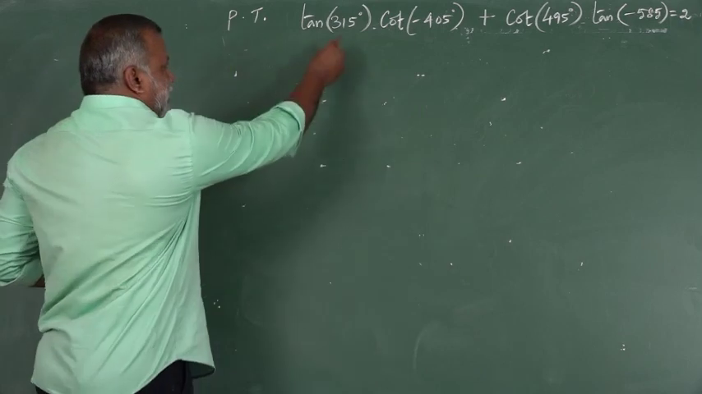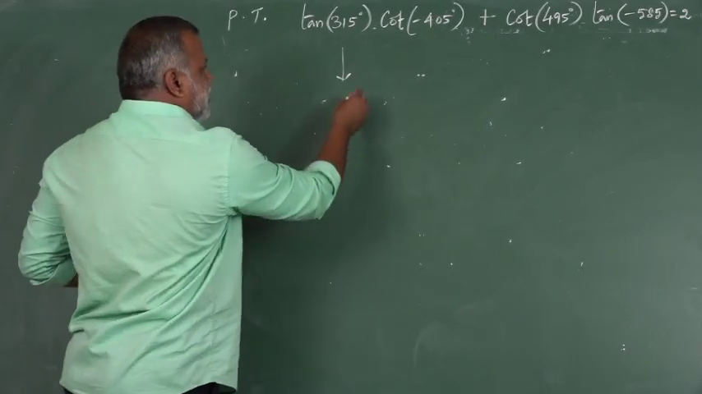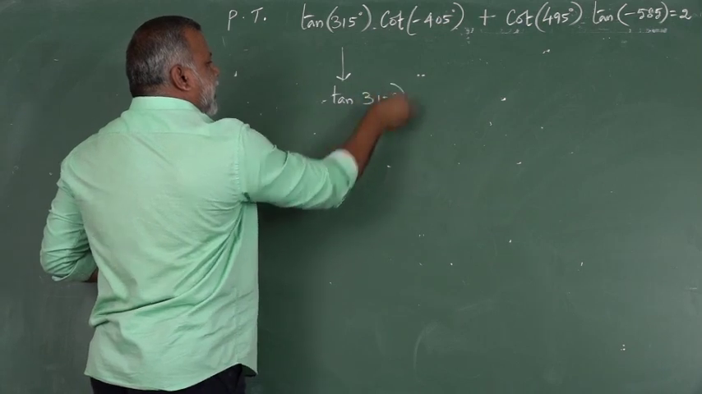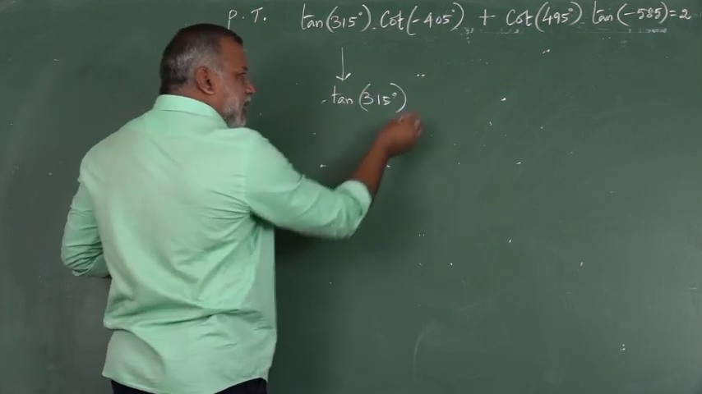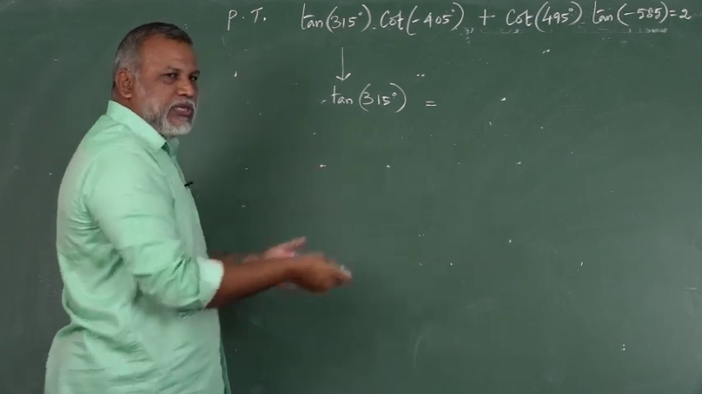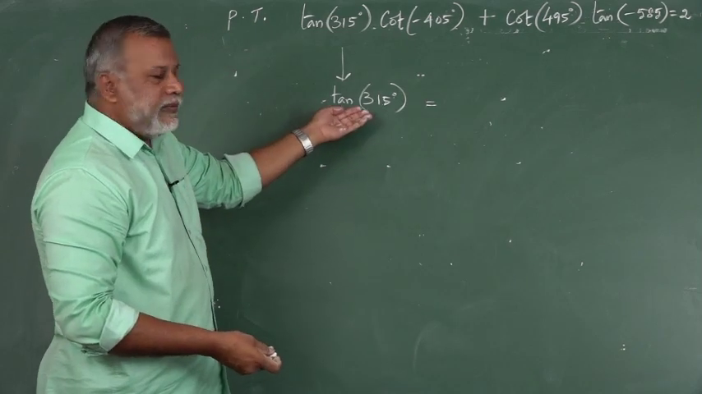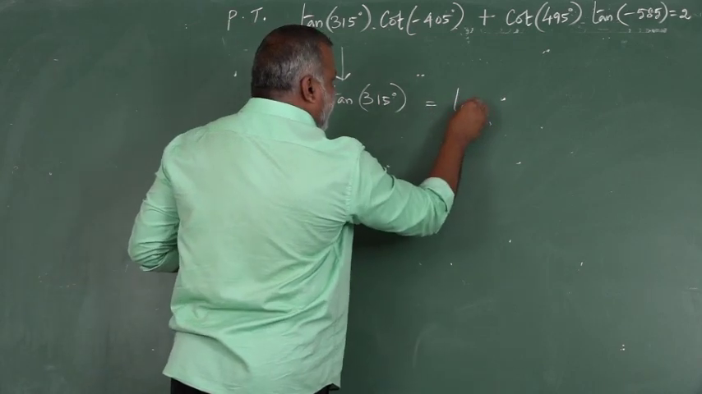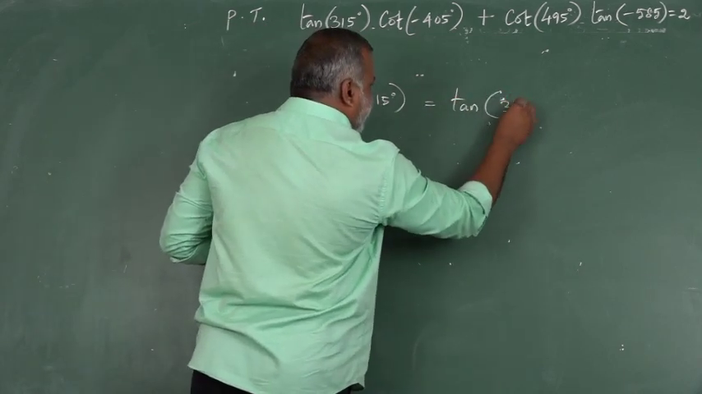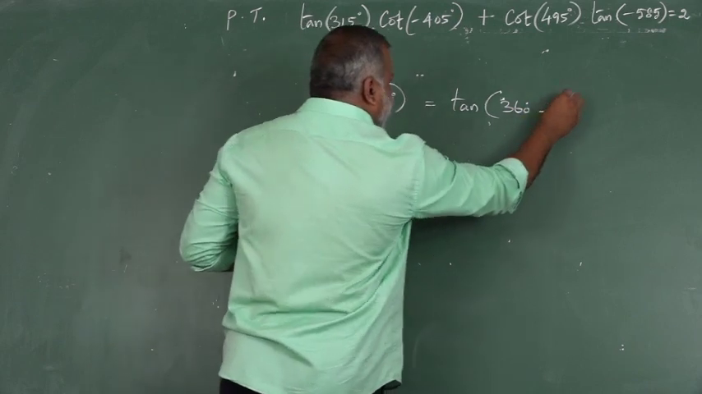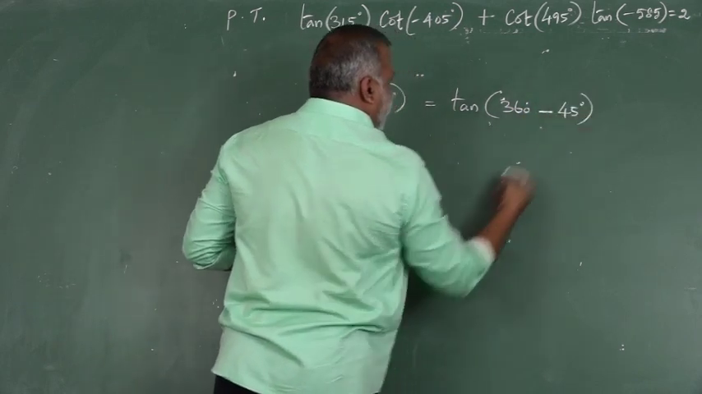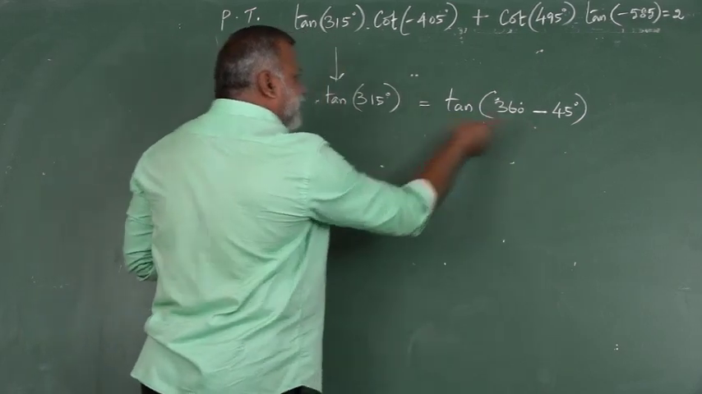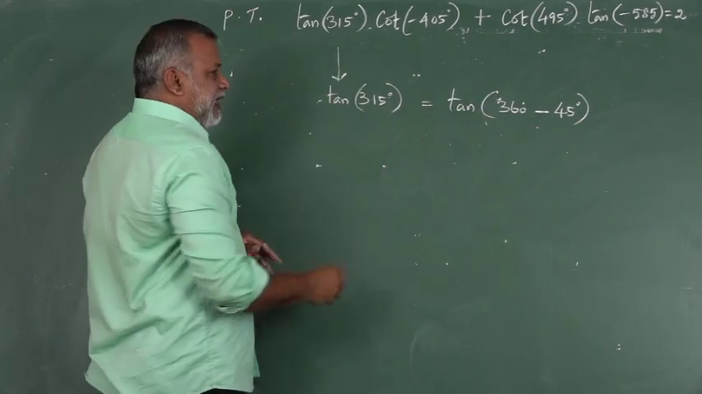For this, take these values separately. Tan of 315. Now split tan of 315 degrees. Tan of 315 degrees can be put in the form of tan of 360 minus 45. So 360 minus 45 will produce 315 degrees.